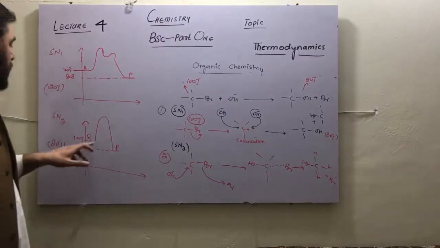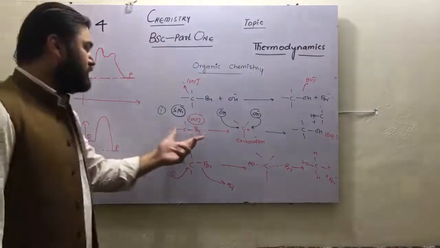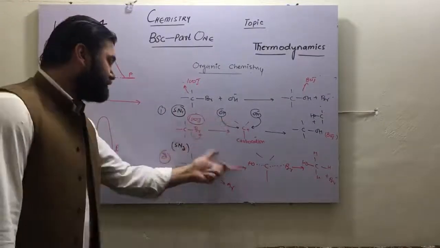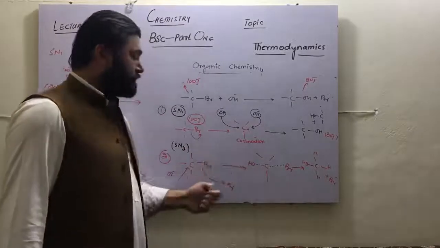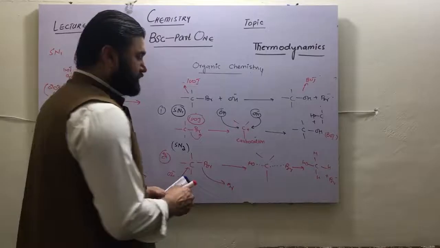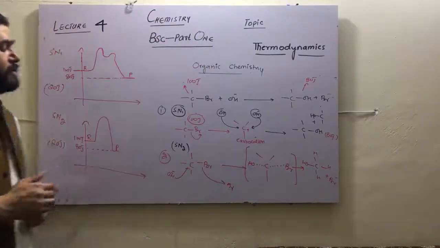But here the answer of both is the same, so what is the most important? It is a two-step reaction here. It is a single-step reaction there. Here carbocation is formed. Here carbocation is not formed. Here a complex compound is formed. We can say a complex, activated state is formed over here.